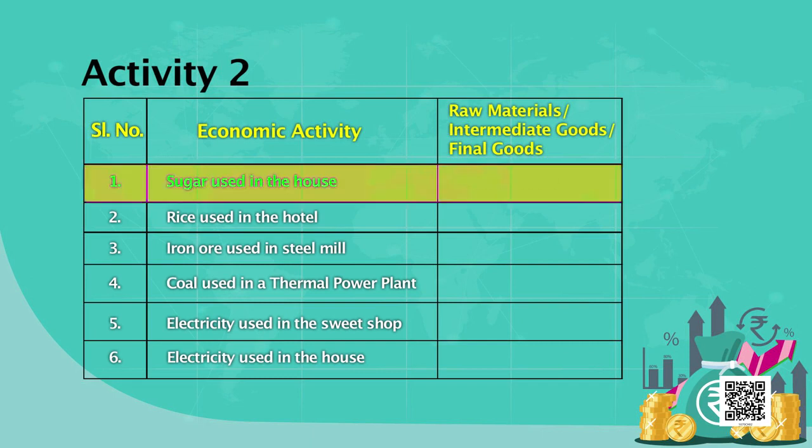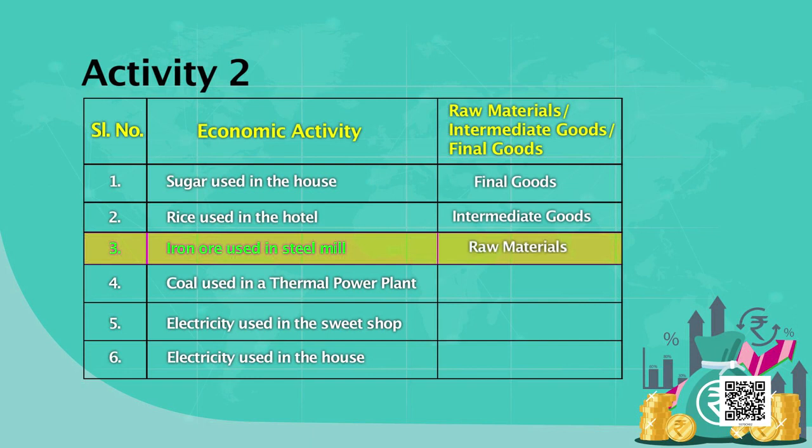Sugar used in the house? Final good. Very good. Rice used in the hotel? Intermediate good. Very good. Iron ore used in the steel mill? Raw material. Good. Coal used in the thermal power plant? Intermediate good. Good. Electricity used in the sweet shop? Final good.